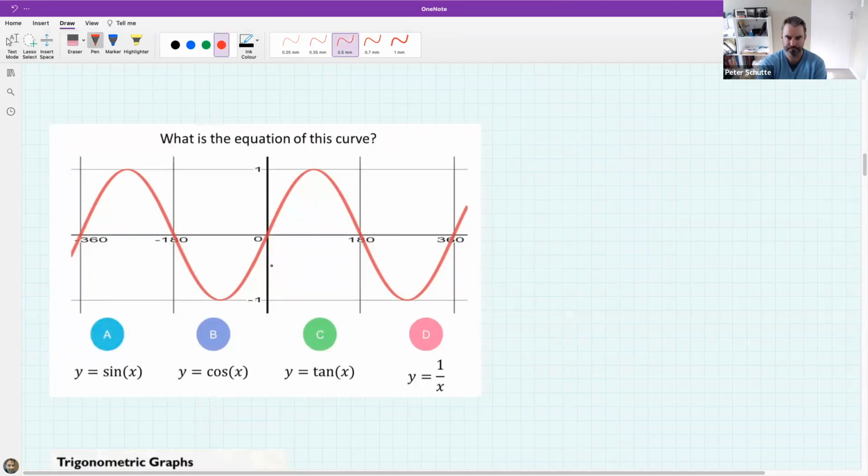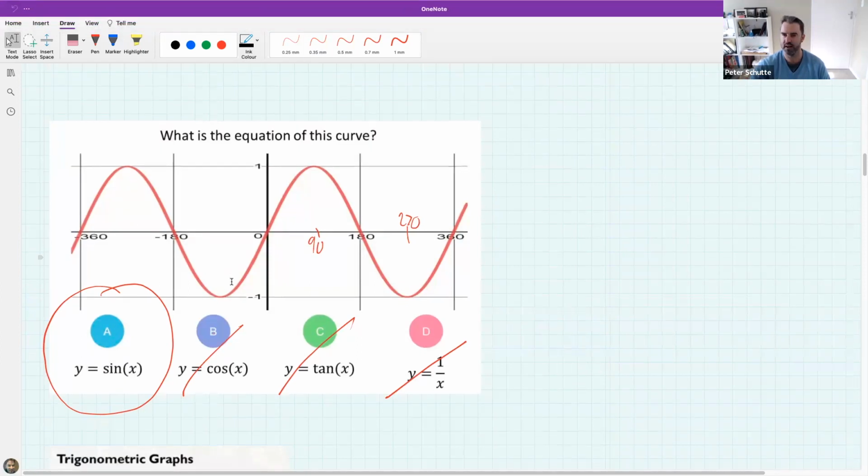So we're looking and we're seeing this is probably in line with 90, and this is probably in line with 270. So the period is 360. It's definitely not tan. That's a hyperbola. So it's either these two. And we know that cos starts at 1. So it must be A.